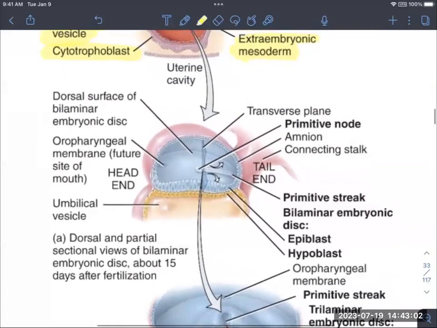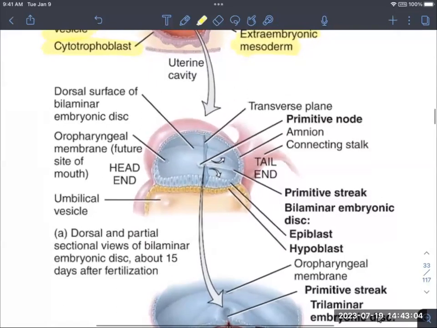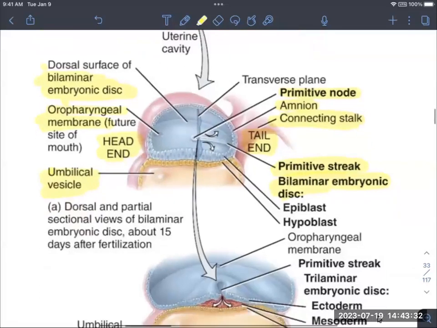Now, the next stage, we form a tail end and a head end. We have that primitive node, so that amnion, that connecting stalk. We start to get that bilaminar embryonic disc. We start to get the oropharyngeal membrane. The umbilical vesicle is coming in, that primitive streak with that bilaminar embryonic disc.